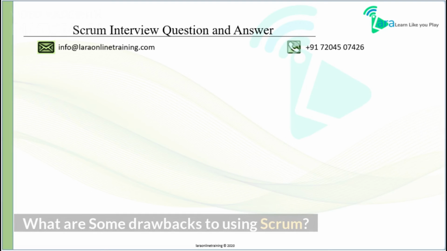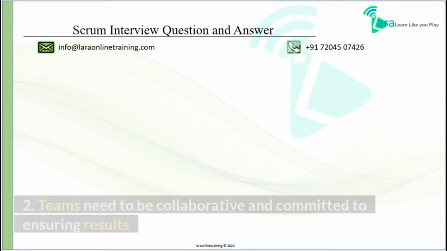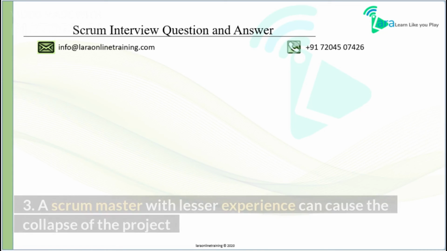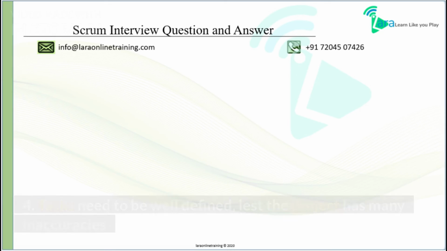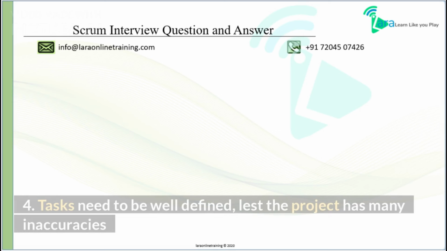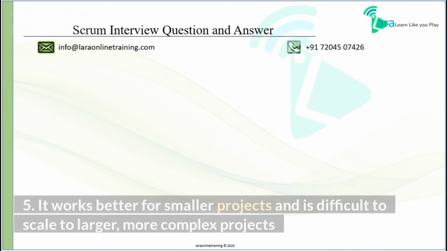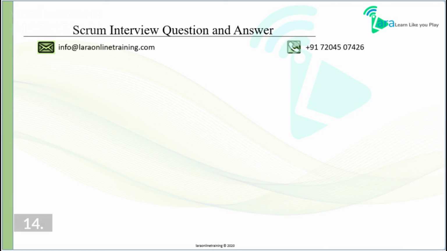13. What are some drawbacks to using Scrum? 1. Scrum requires individuals with experience. 2. Teams need to be collaborative and committed to ensuring results. 3. A Scrum Master with lesser experience can cause the collapse of the project. 4. Tasks need to be well defined, lest the project has many inaccuracies. 5. It works better for smaller projects and is difficult to scale to larger, more complex projects.